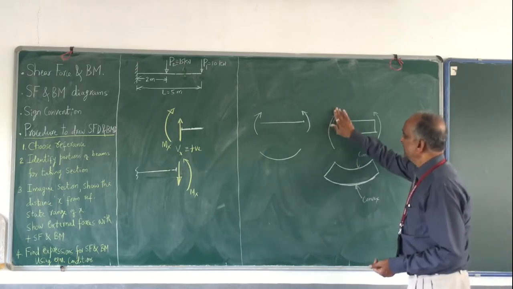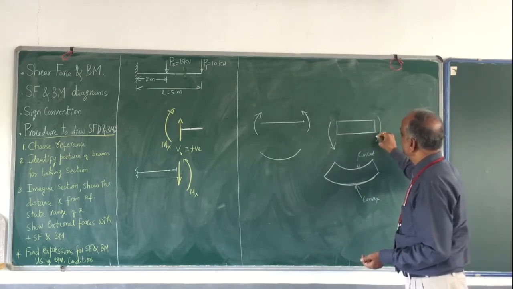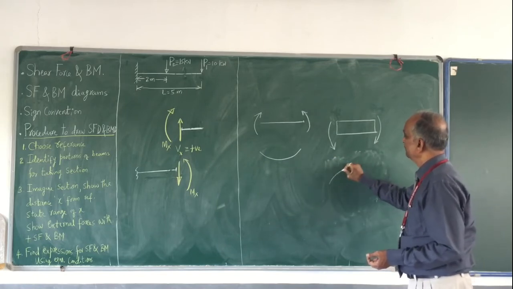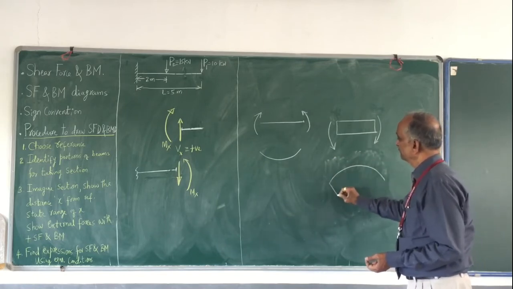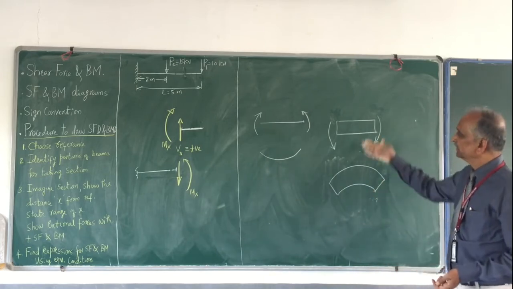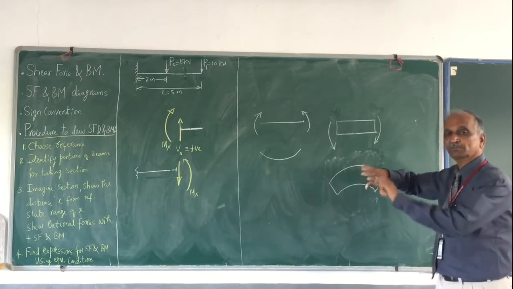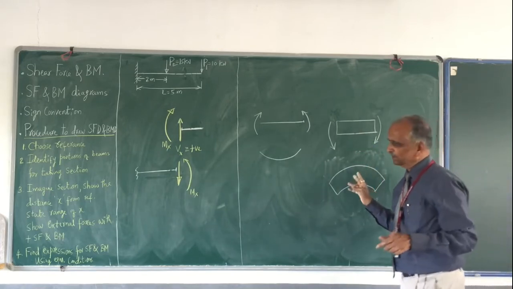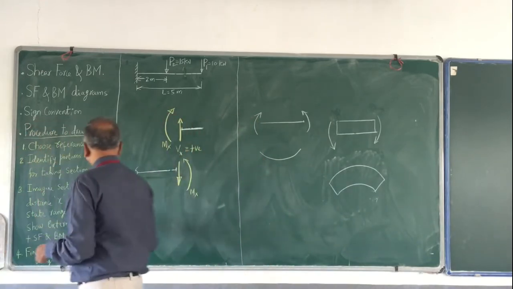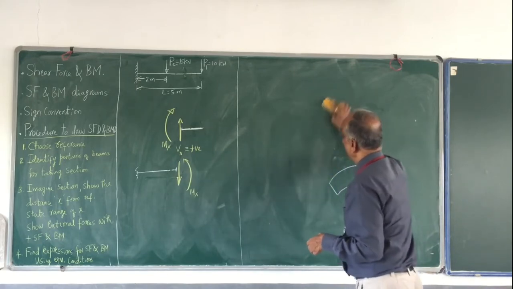If the same beam is subjected to bending moment like this, then it is going to bend in a different way. This is how it is going to bend. It is the reverse. The bottom portion is subjected to compressive stresses, the top one is subjected to tensile stresses. Anyway, how to calculate stresses will come in our next discussion. I hope you have understood the sign convention.